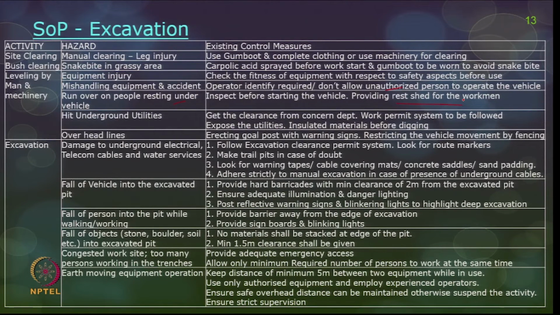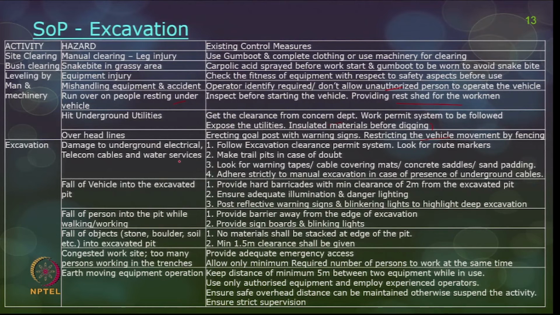Hit underground utilities: get the clearance from the concerned department, identify all the utilities and only then proceed. A safe work system is required and expose the utilities. Insulated materials also should be used before you start digging. Overhead power lines: erect goal posts with warning signs. Also you can put adequate fencing so that the vehicle movement is restricted.